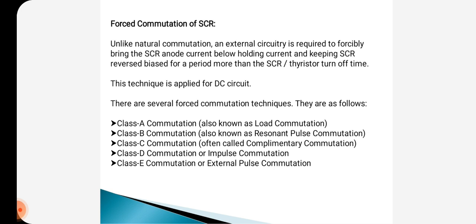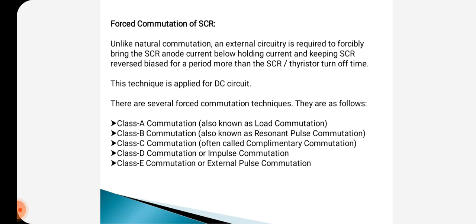Now the forced commutation of SCR. Unlike natural commutation, external circuitry is required to forcibly bring the SCR anode current below the holding current and keep the SCR reverse biased for a period more than the SCR or thyristor turn off time. This technique is applied for DC circuits. There are several forced commutation techniques.